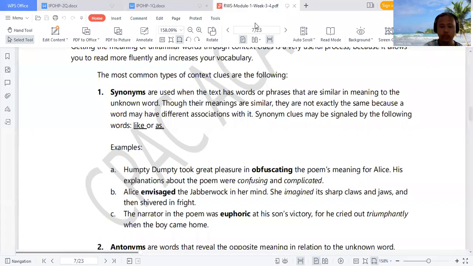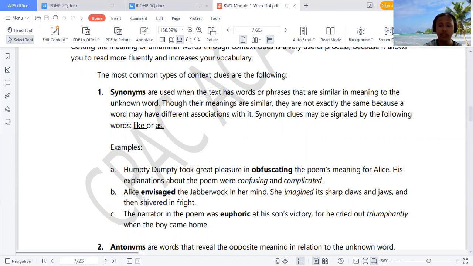So what do you mean by obfuscating? Meaning unclear. It's not clear, it's not understandable, it's unclear. So what are the synonym words of obfuscating? So we have here confusing and complicated. These are the synonym words for the word obfuscating.